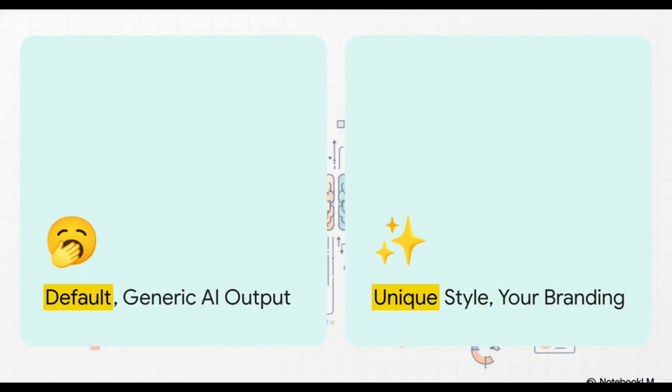This is the payoff. On the left, you have that default generic AI output. It's fine, I guess, but it's totally forgettable. On the right, you have the exact same information, but it's rendered in a unique style that you chose. This isn't just about making things look pretty. This is how you go from creating content to building an actual brand. You are in total creative control.